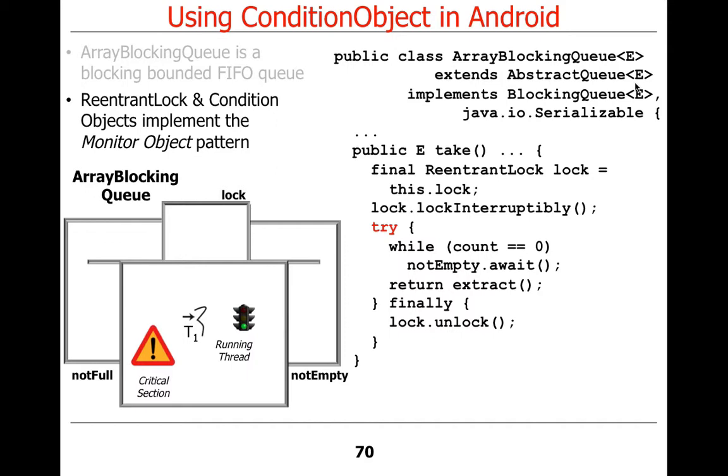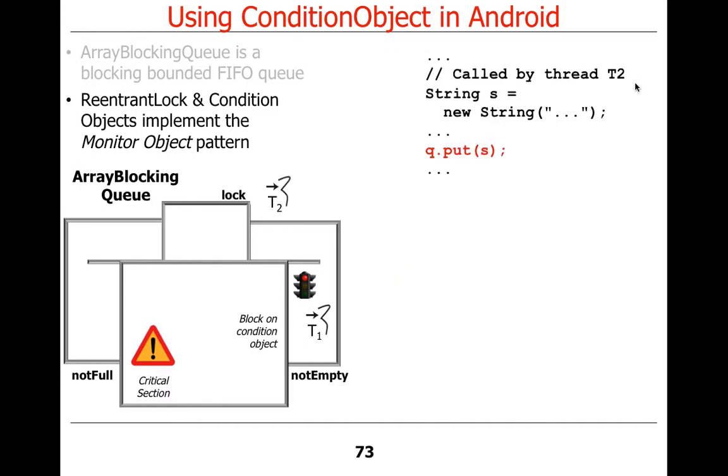And at this point, no other thread can be in here. Why can no other thread be in here? We got the lock, right? Lock is held. So while the count is equal to 0, which it will because it starts out at 0, we need to go ahead and wait. When we wait, remember what happens. We release the lock, and we go to sleep off in this little side room over here. So now we're going to be blocked on this condition object. We're blocked on the not empty condition object.